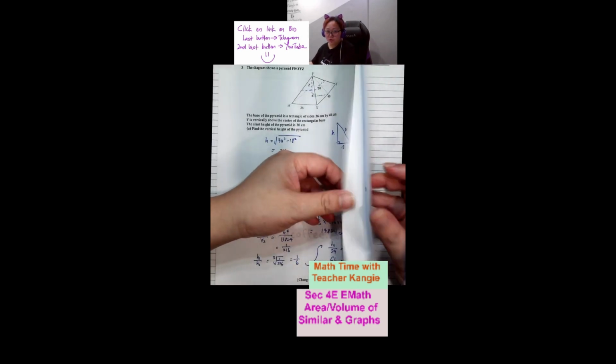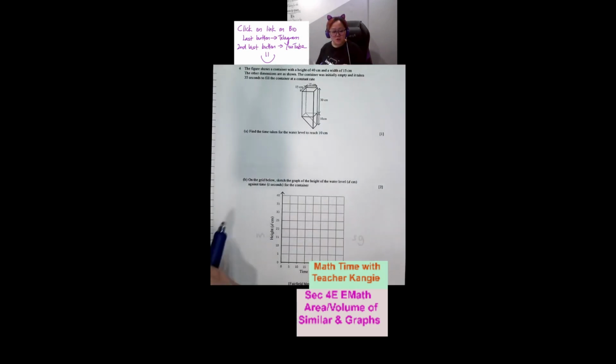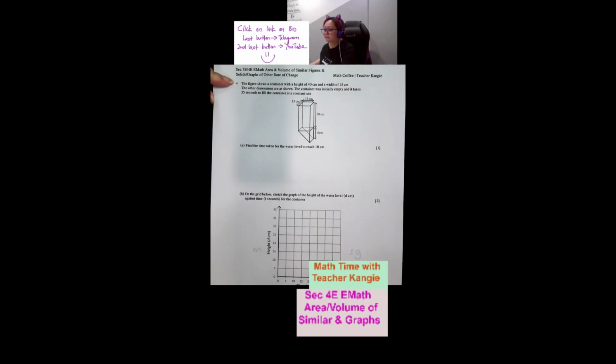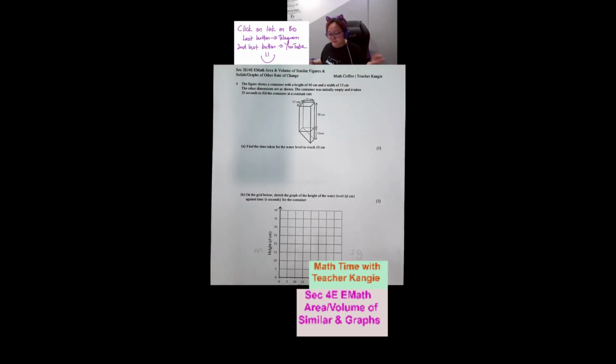Two more questions to go. This one. This is the graph of rates of change. Anyone know how to do this kind of question or not? It's surprising. See, this is 1 mark, you know. But this 1 mark is also not easy to get.